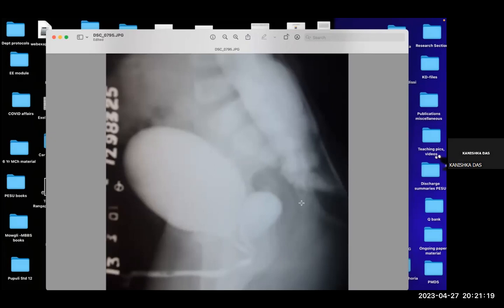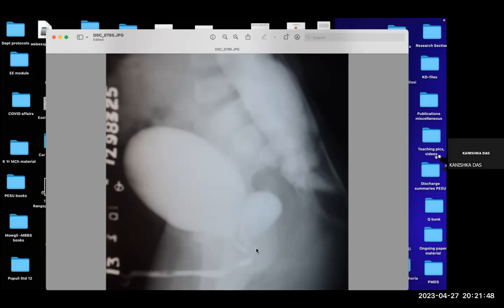So this is an MCU. Yes, it's an MCU. I can see delineation of the anterior urethra, the posterior urethra, and the whole of the bladder. A radio opaque shadow is seen originating from the bulbar part of the urethra in a fashion like a diverticulum, extending posteriorly.